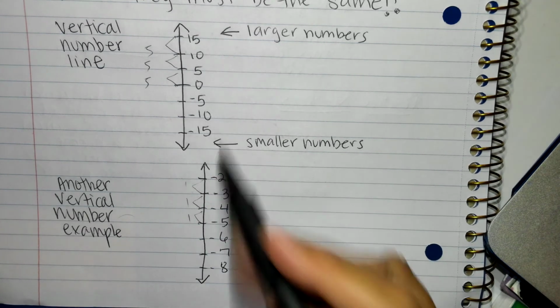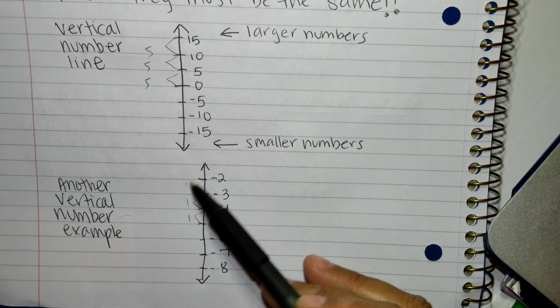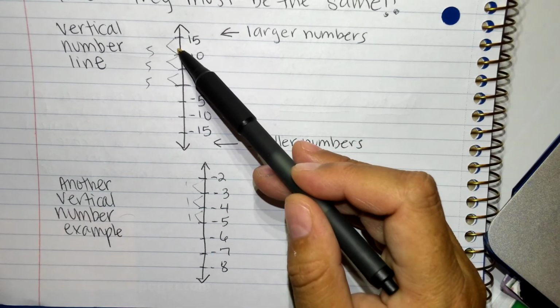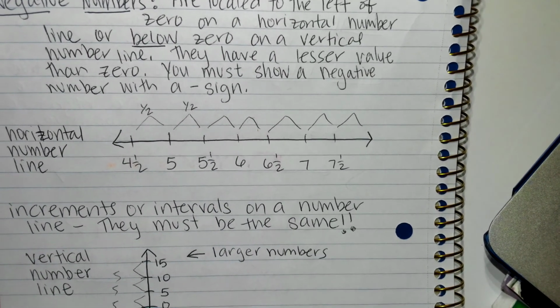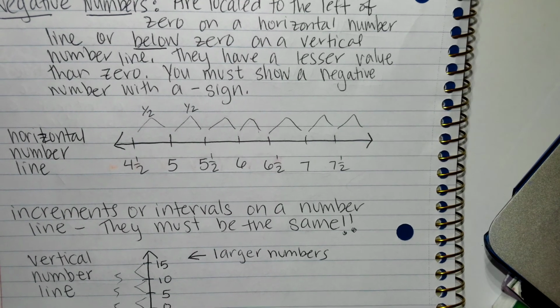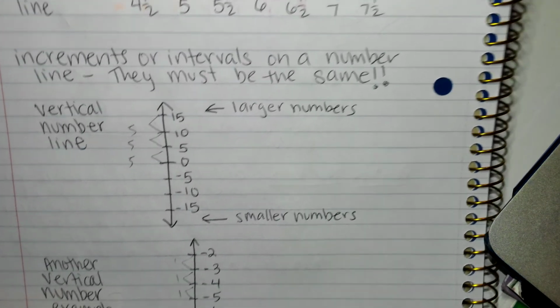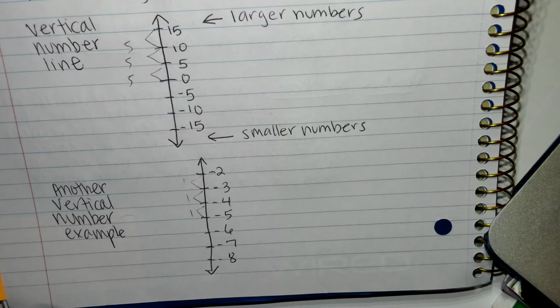Okay, so here my intervals are 1, here my intervals are 5, my increments are intervals, and here they're half. And we can do whatever one we want depending on what we're showing. Okay? All right, one more page and then we're done. Just a few more minutes.